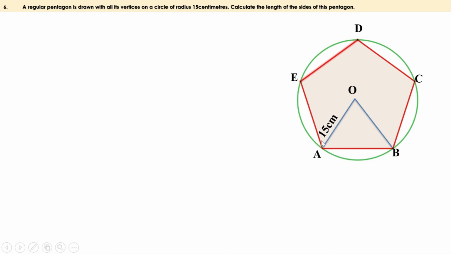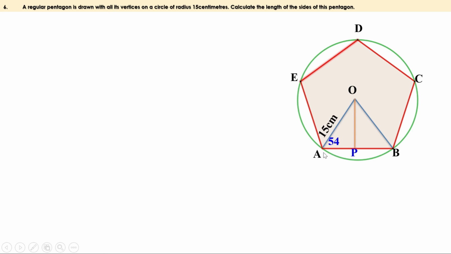We know each angle of a regular pentagon is 108 degree and this line is the bisector of this angle. Therefore, this angle is 54 degree. Now let us draw a perpendicular from center to the chord. Let it meet the chord at P. Now triangle APO is a right triangle and this angle is 54 degree. Therefore, this angle will be 36 degree. AP is half AB. So to find the length of AB, it is enough to find AP.